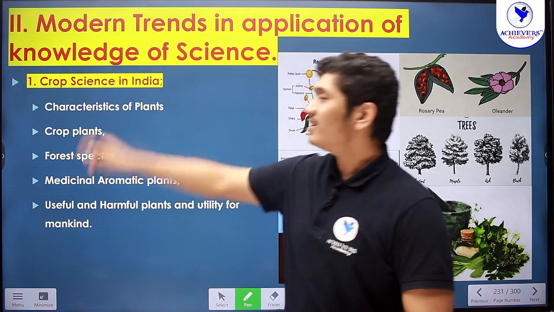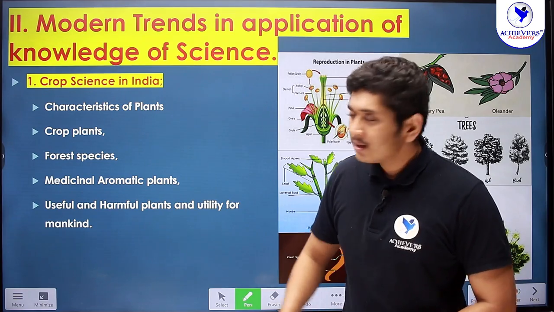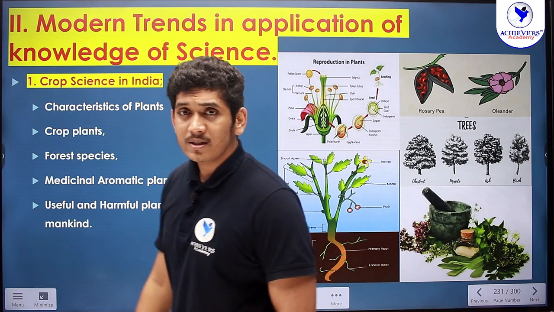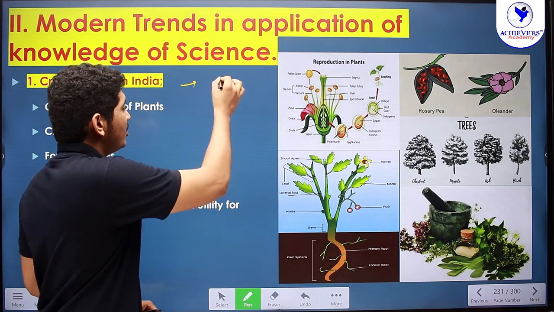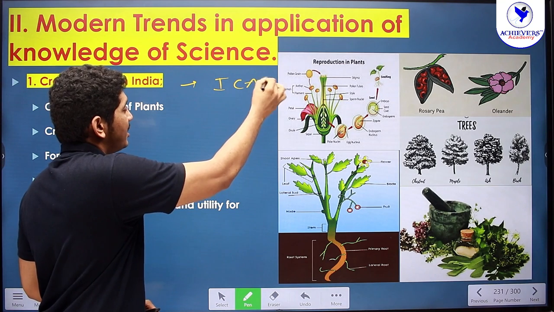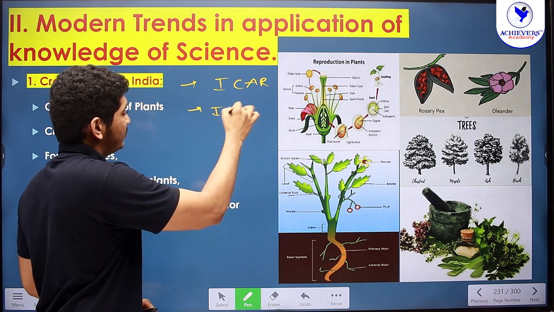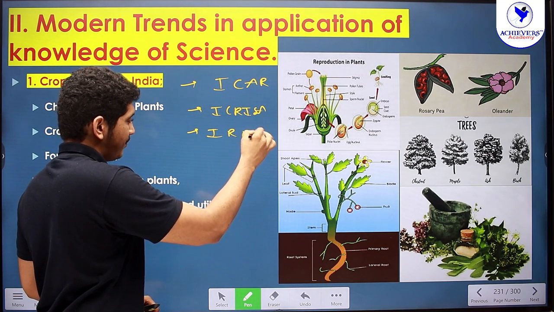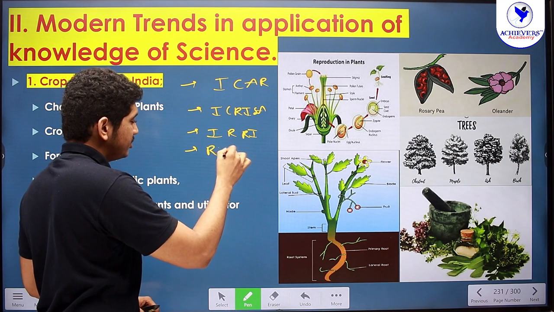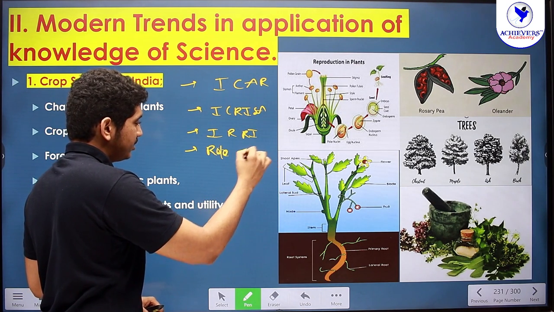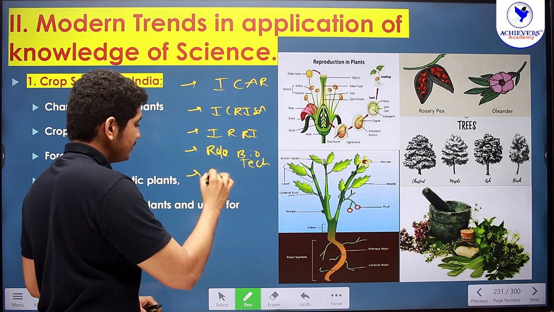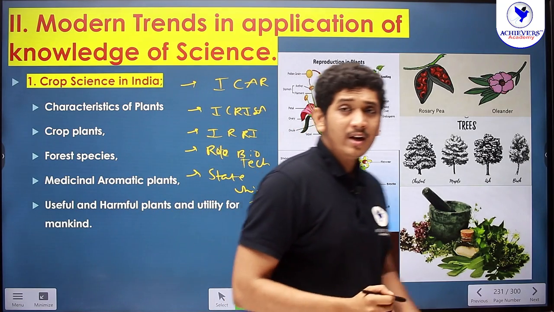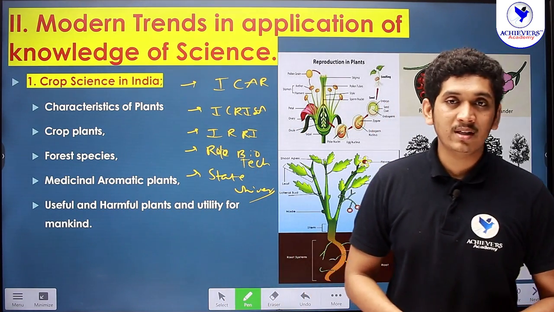Okay, so here the first chapter is crop science in India. Simply the heading, crop science in India. What is crop science in India? Here we will be learning about institutions like Indian Council for Agriculture Research, ICRISAT, International Rice Research Institution, role of biotechnology institutions, role of state universities. All these you will be learning here for their contribution to the food security or crop science of India.